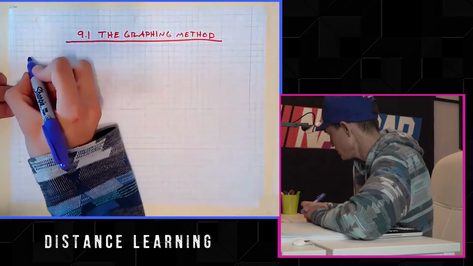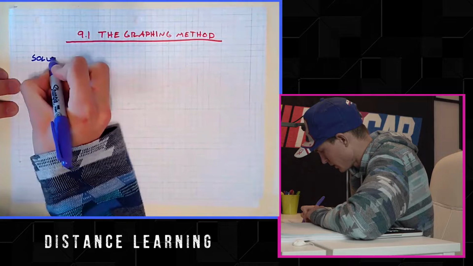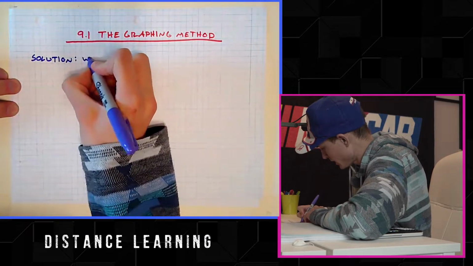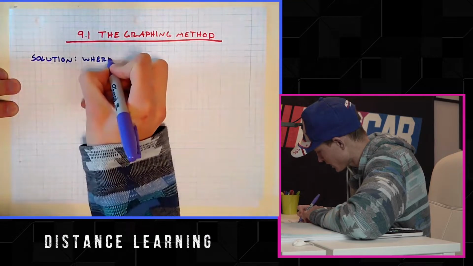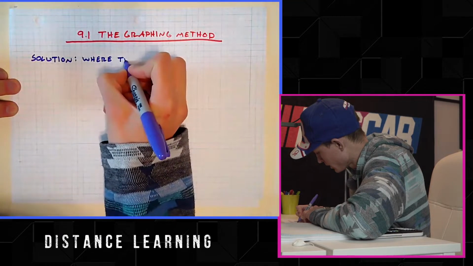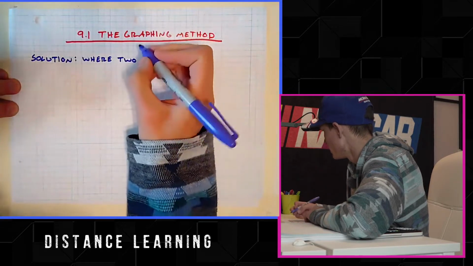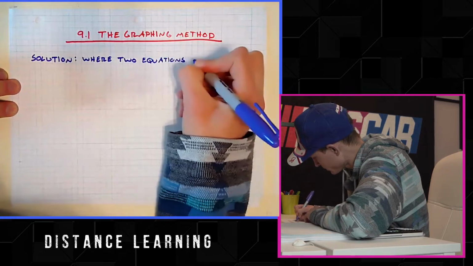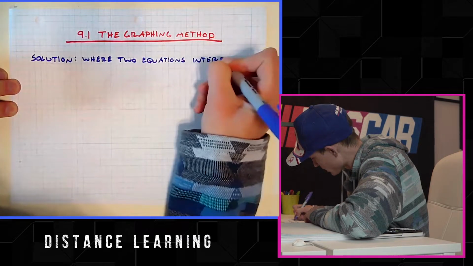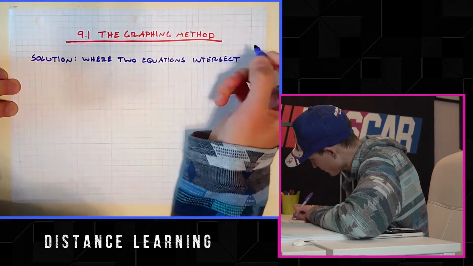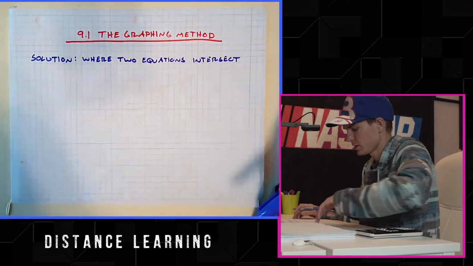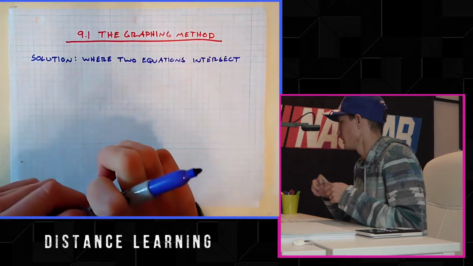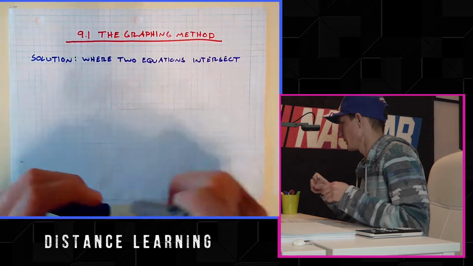My verbiage might be a little bit different in the book, but a solution in this chapter is where two equations intersect. That's essentially what it's going to be. You'll see the verbiage a little bit different in the book, and you should know those. But for now, we'll stick with that definition.